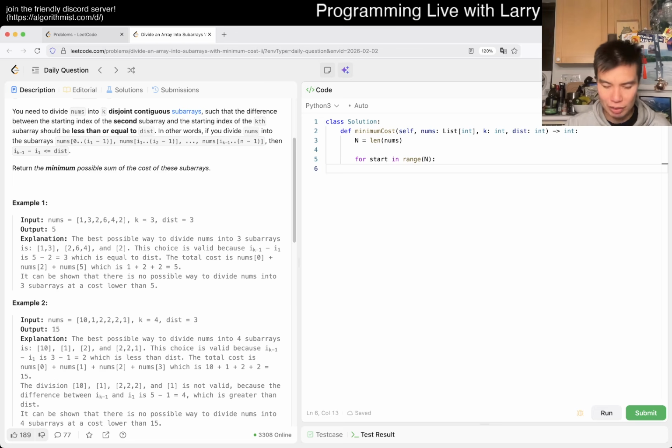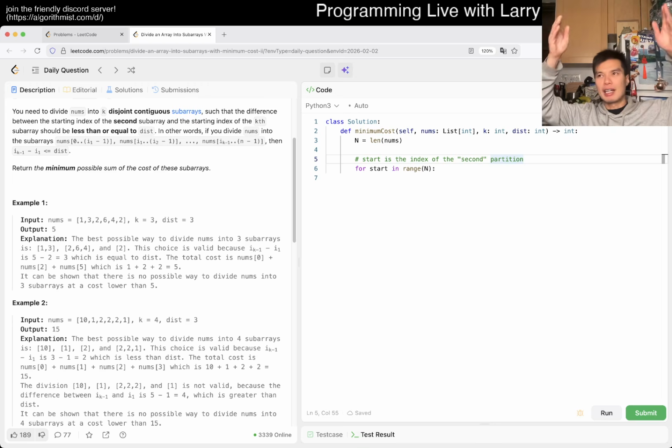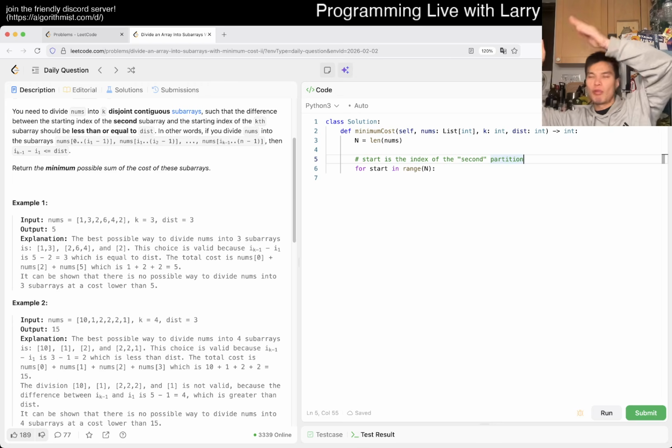So this is now the start, right? So you can say start is the index of the second partition. So we have to set it up a little bit first. Okay, actually, no. This is true, but we actually want to set up the end, so that we set up the start from the end, and then you move the start plus 1. Okay, so, sliding window stuff.